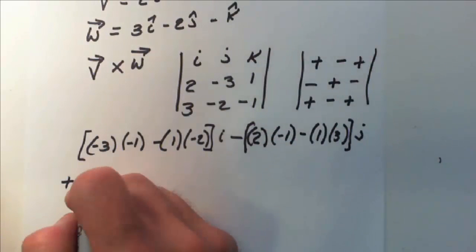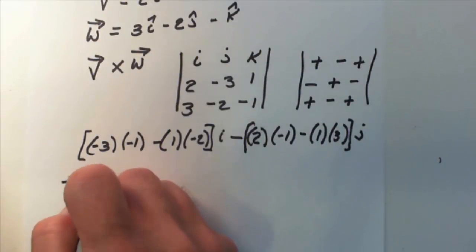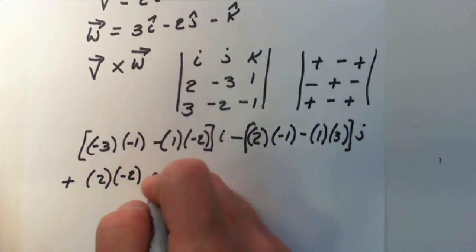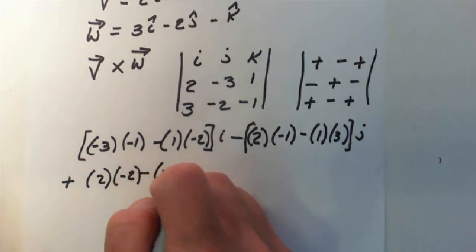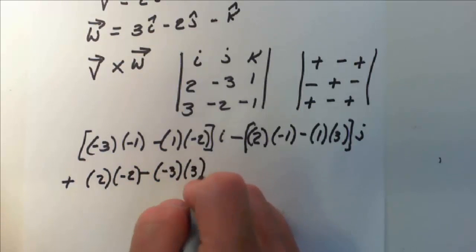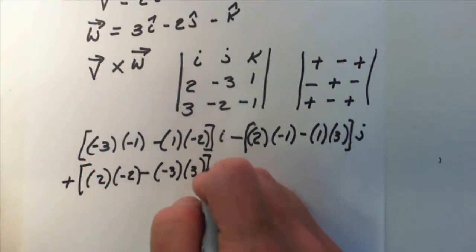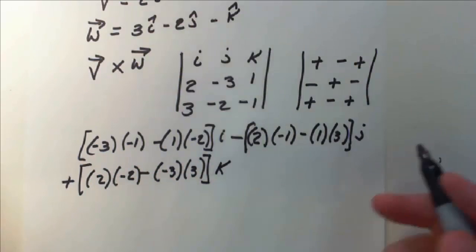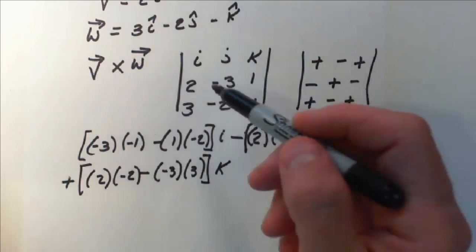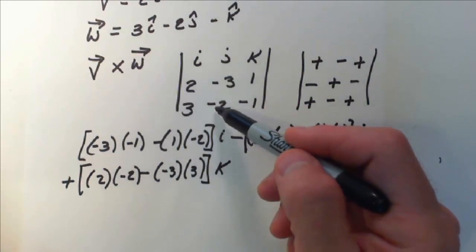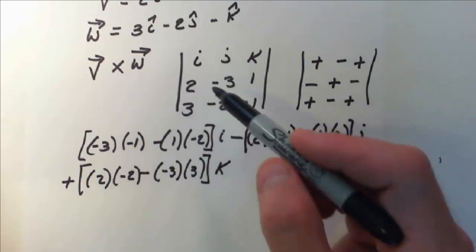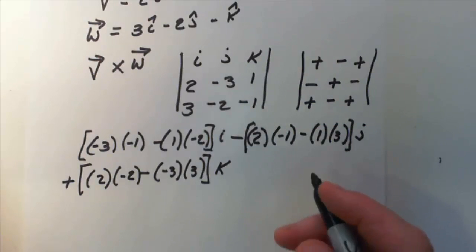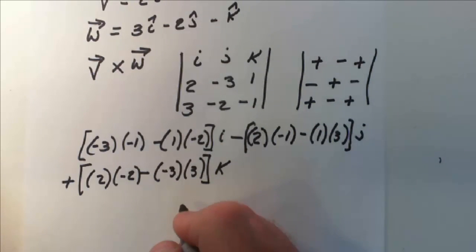When we do the k, we will get a 2 times a negative 2 minus a negative 3 times a 3. And we'll define that as k. And again, let me go through where I'm coming up with that. That's going to be 2 times negative 2 subtract negative 3 times 3. And that's why I got these values here.